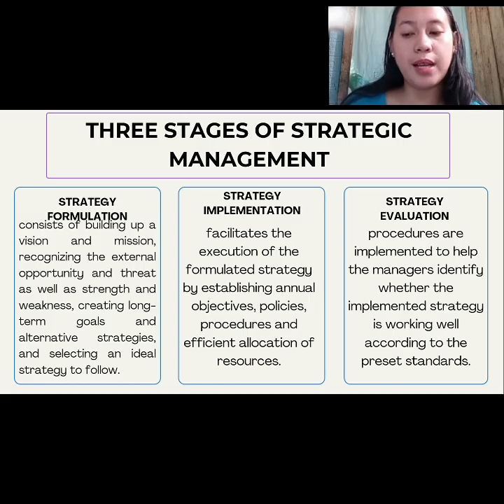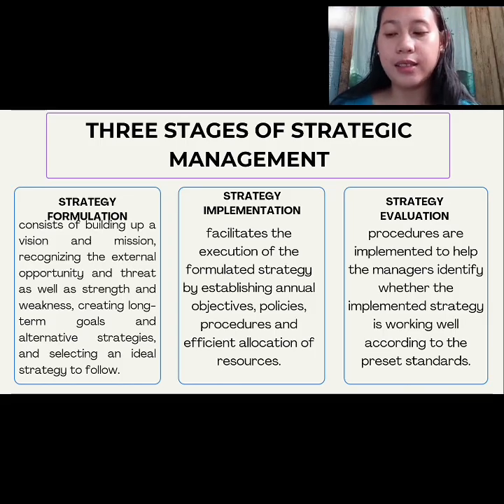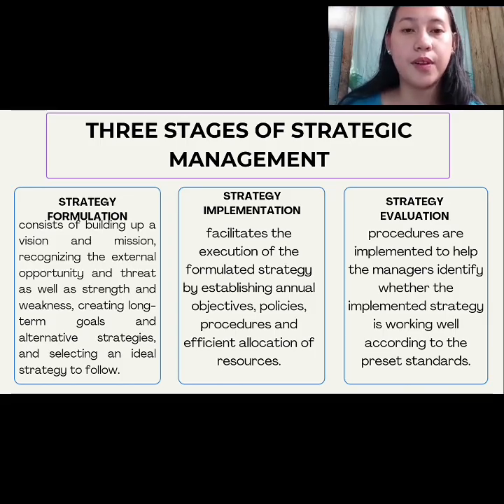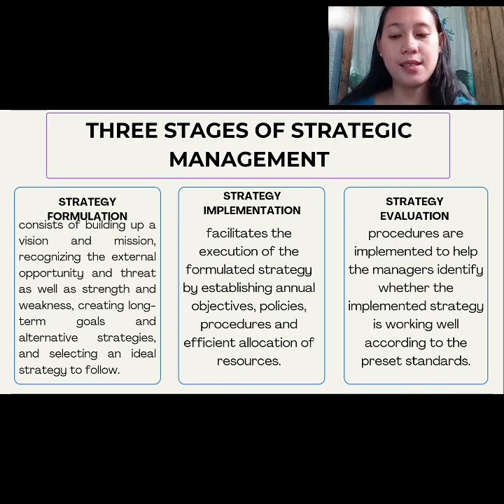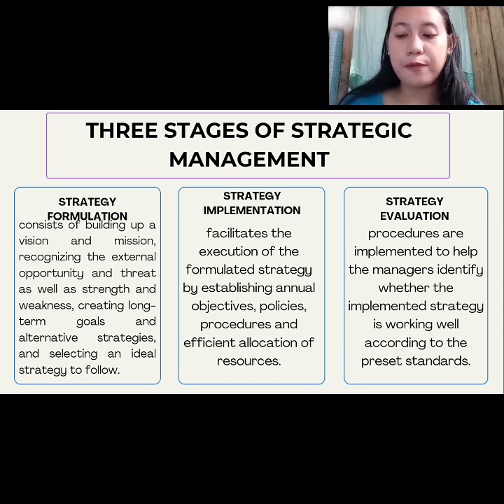comparing actual performance with preset standards and goals, identifying deviations, issues, or areas for improvement, and then taking corrective actions to address gaps or optimize performance. And then this process helps managers to determine strategy success, to identify areas of adjustment, to inform future strategy development, and to optimize resource allocation. So, effective strategy evaluation ensures the organization stays on track and achieves its objectives.